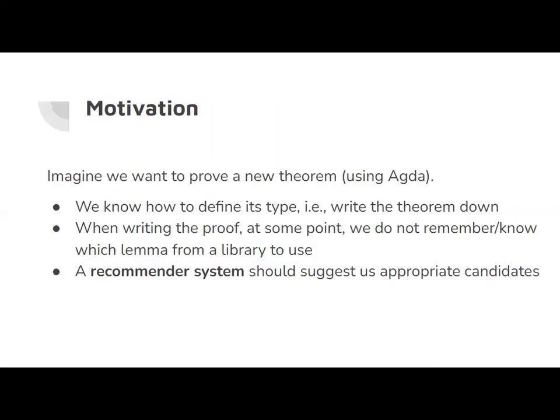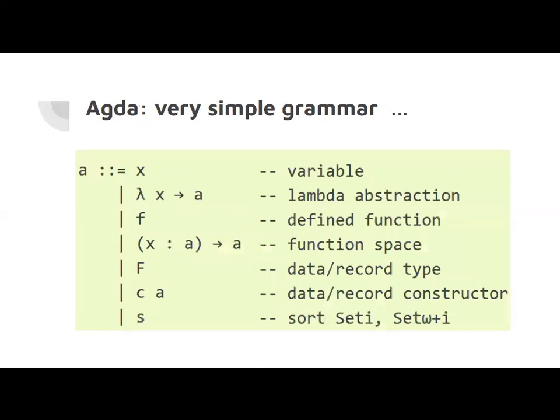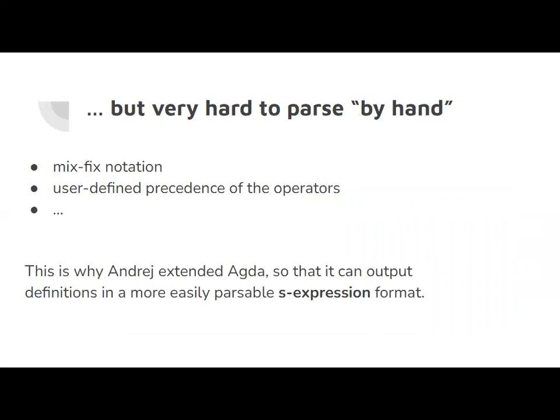So what we want to do now is actually take the source code and convert it into some machine learnable format. When we went through the documentation, we were quite satisfied because Agda has apparently very simple grammar. Every statement in Agda is either a variable, some lambda function, a defined function, and so on. But then again, the mixfix notation, user-defined precedence of the operators, and so on, makes parsing by hand very hard and almost impossible. This is why Andre extended Agda so it can also output the definitions in a much more easily parsable S-expression format.